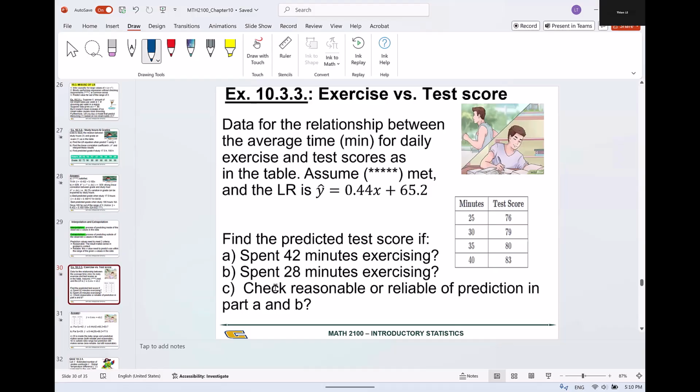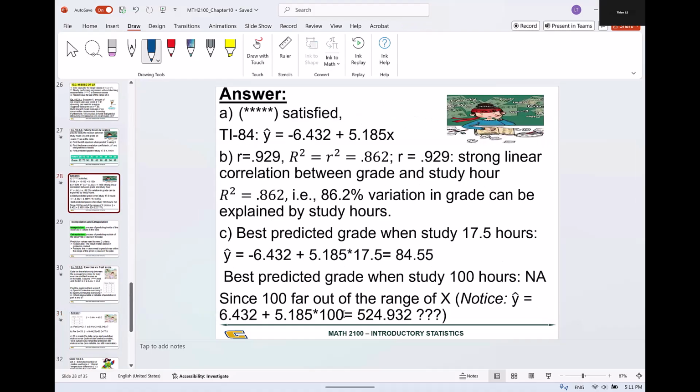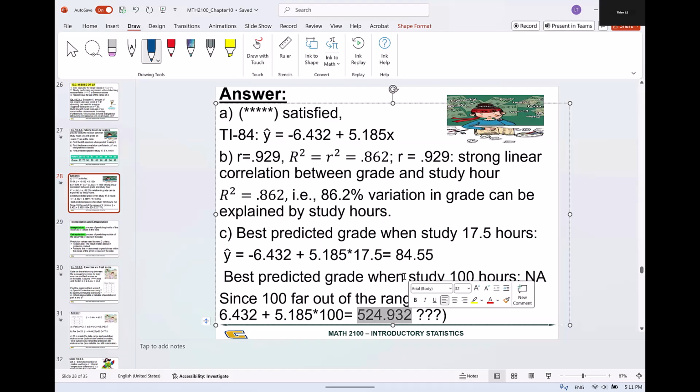It's still okay. So now the last part, I check the reasonable and reliable for A and B. So in part A and part B, the results do make sense, right? So both of them, we could say they are reasonable. But in terms of reliable, 28 is reliable, but maybe 42 is less reliable because it's outside the range. But both of them are reasonable, right? It's unlike the case when we look at the study hours, right? So this 100 is not reliable, and it's not reasonable too, and this other value is reasonable and reliable.